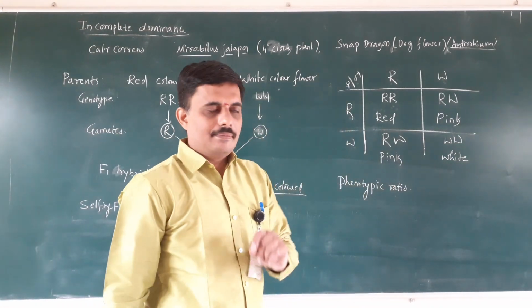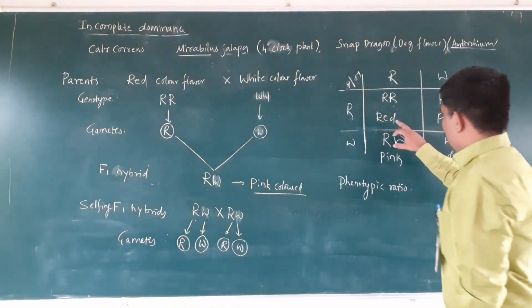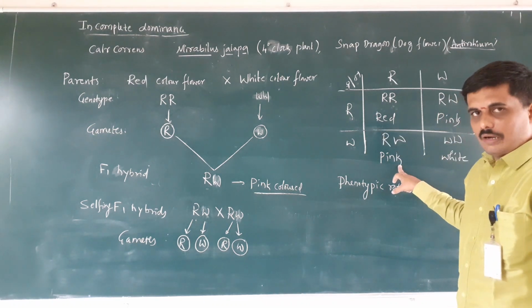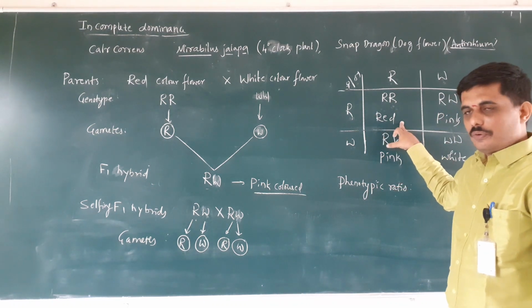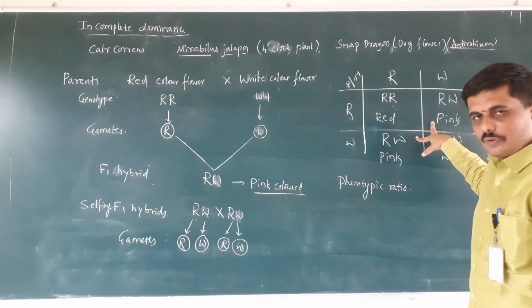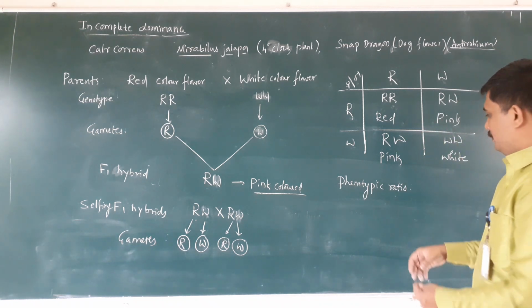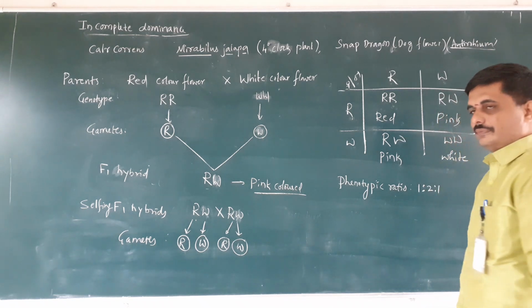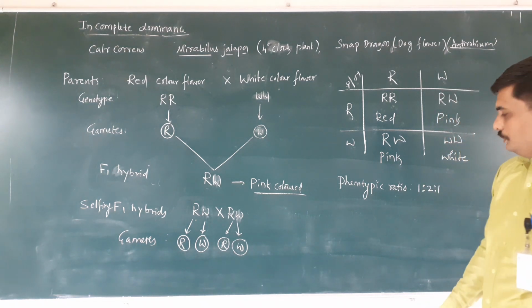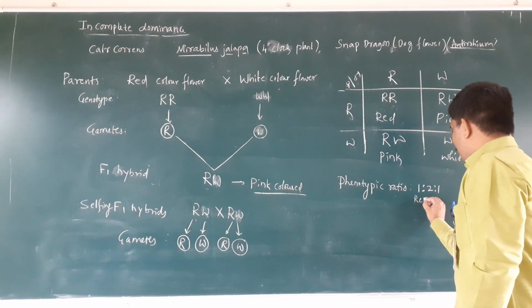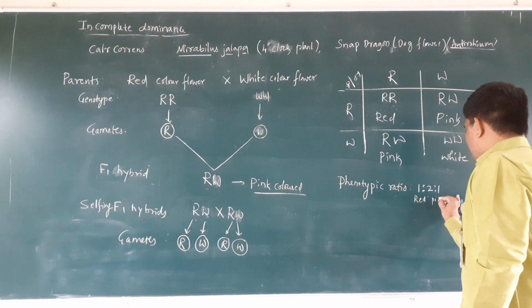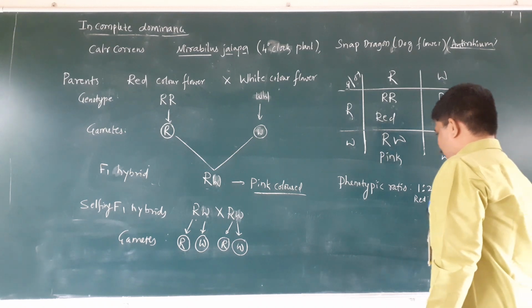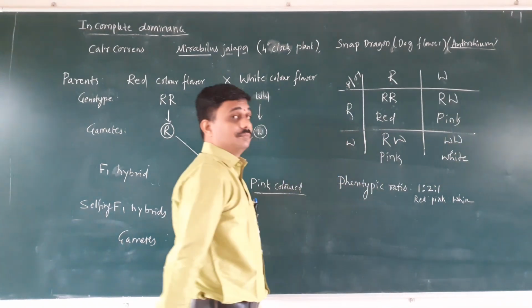See, four offspring are produced. Among them, one is a red color flower plant, two are pink color flower plants, and one is a white color flower plant. So the ratio is 1:2:1. One red color flower plant, two pink color flower plants, and one white color flower plant. This is the external appearance of the plant.